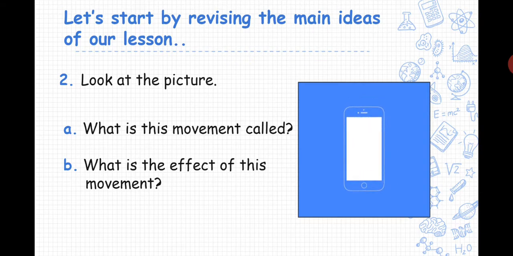Let's answer together now. Look at the picture again. The phone moves back and forth quickly. Can you see, my dear? What do we call this movement? We call it vibration, right? Now, part B. The cause is the vibration of this mobile phone. What will this vibration produce, my dear? We know that it will produce sound.